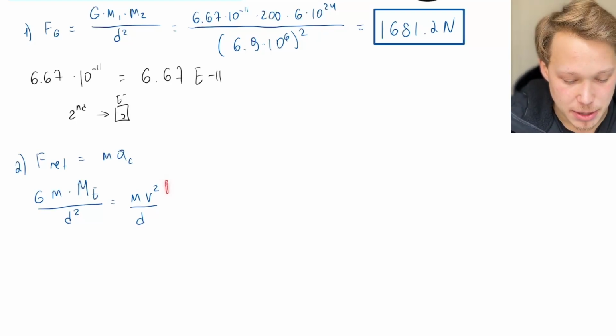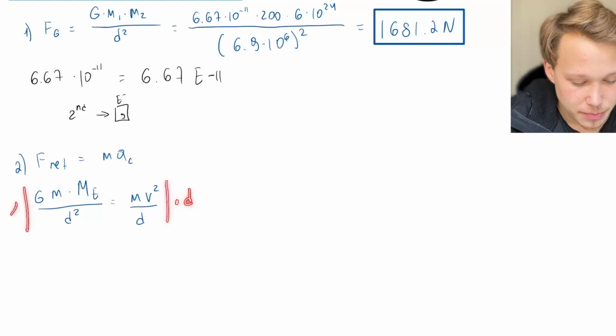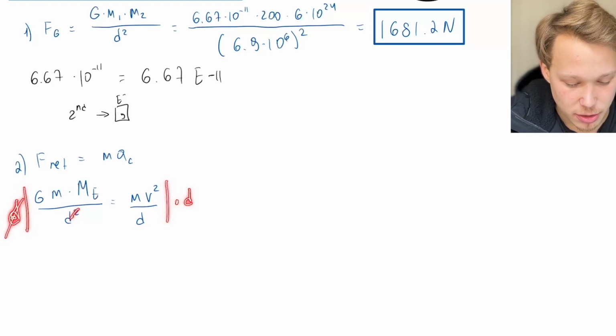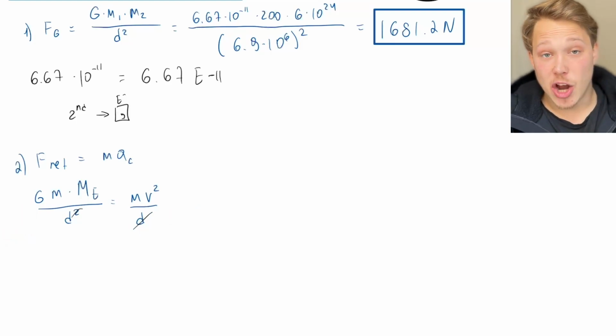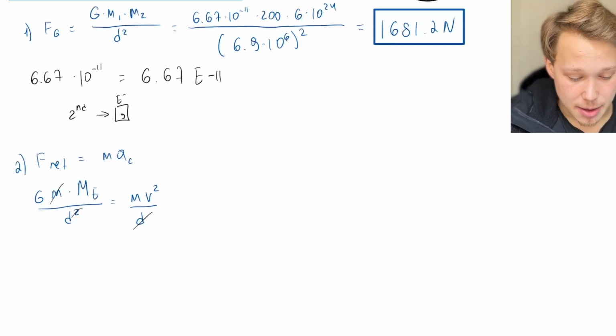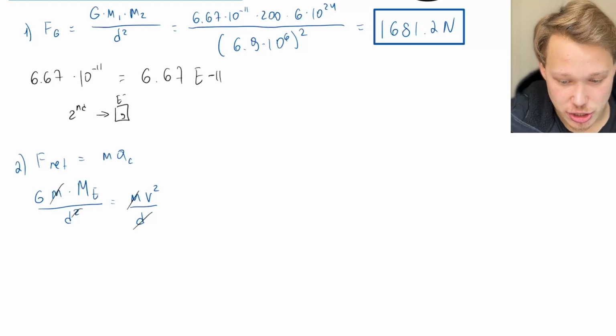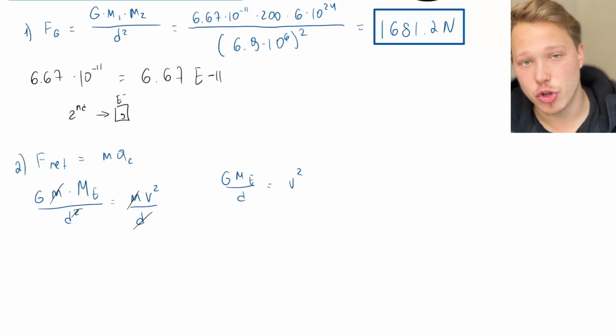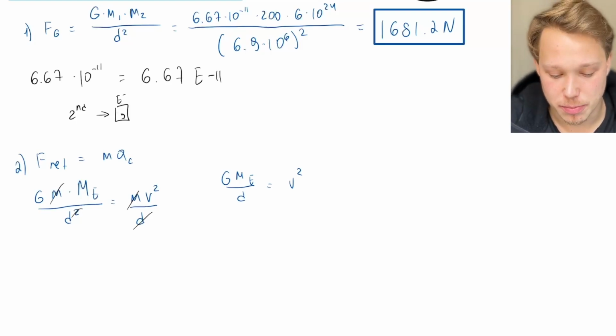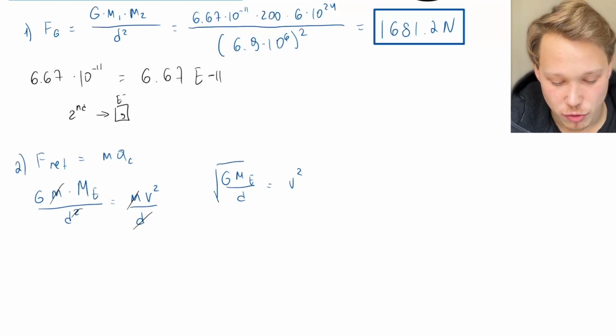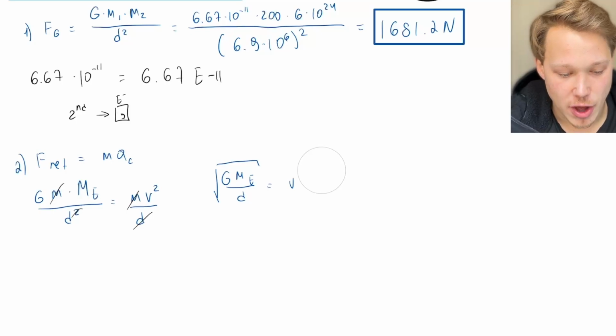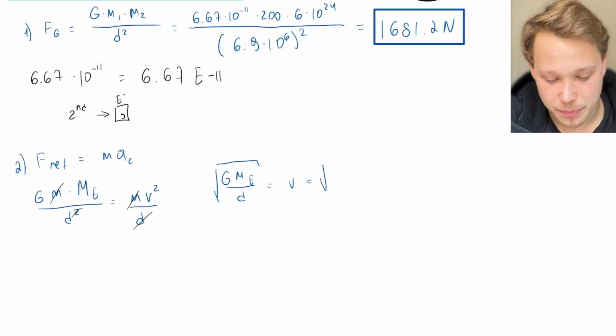So we can simplify this equation a little bit. We can multiply both sides by d, and basically cancel out one power of d. We can also divide both sides by m, and we basically have G times m Earth over d is equal to v squared. And finally, since we're looking for velocity, or speed, we can take a square root of both sides to find the final equation for this velocity.